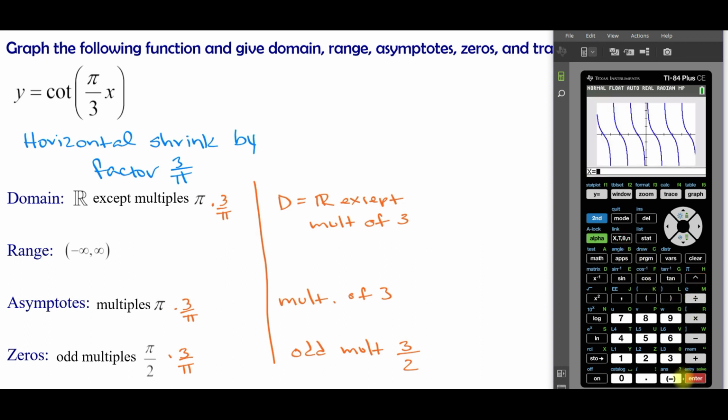So if we check our asymptotes, x equals 3, x equals -3. And then I'm going to check my zeros. So those are at odd multiples of 3/2. So x equals 3/2, we get a 0. So then we could try an odd multiple. So then it would be 3 times 3/2 or 9/2, and we get y equals 0 again.